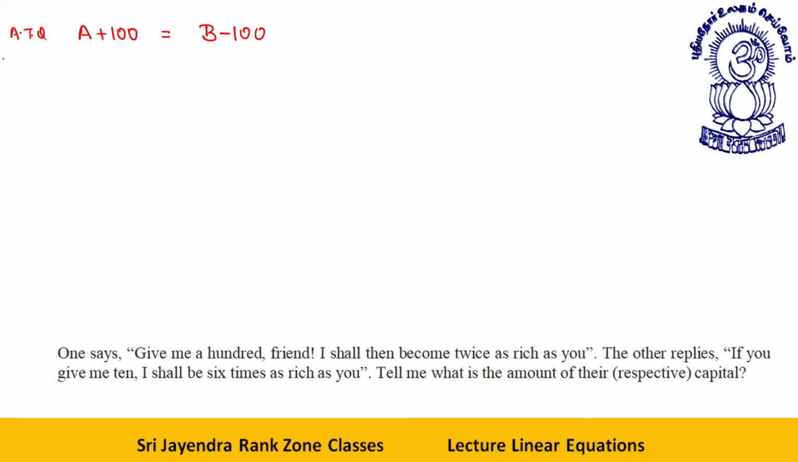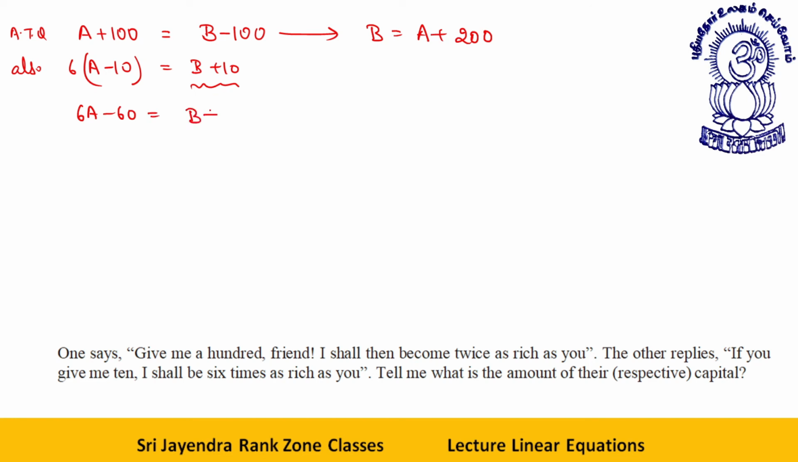According to the question, the other replies, if you give me 10, I shall be 6 times as rich as you. Let's say the other person, B, says, if you give me your 10, if 10 are subtracted from A, then B will get B plus 10. And this amount is 6 times this amount. Okay, dear students, let me write like this. B minus 100, or I can say B is equal to, this 100 goes over here, I added, B is equal to A plus 200. This equation can be written as 6A minus 60 is equal to B plus 10.